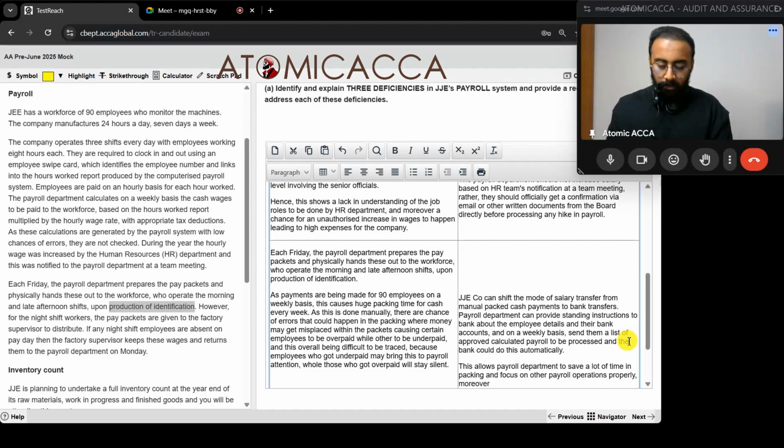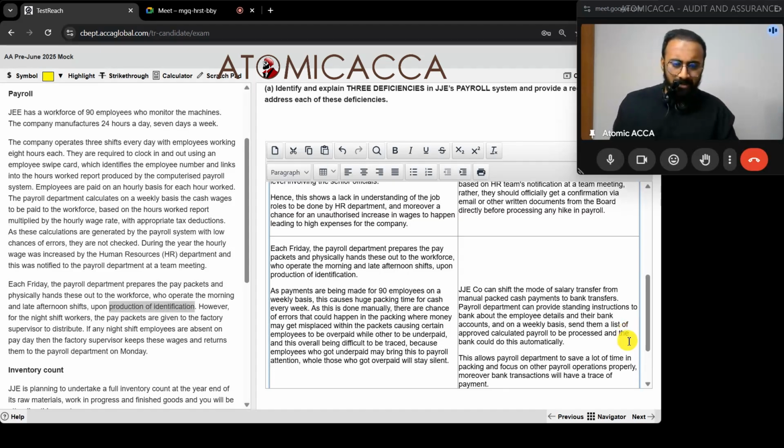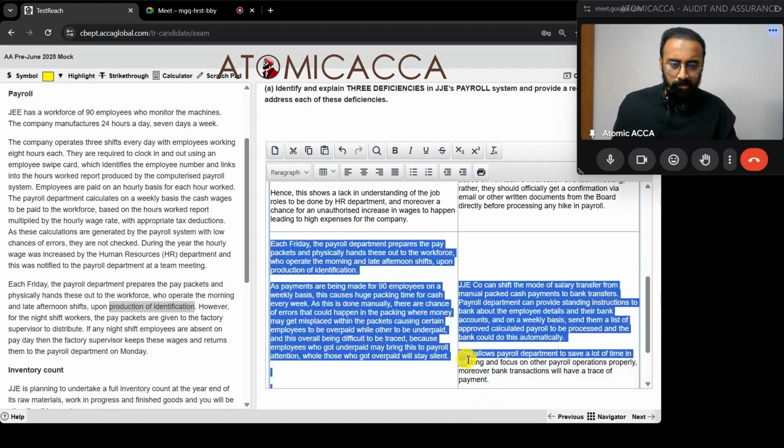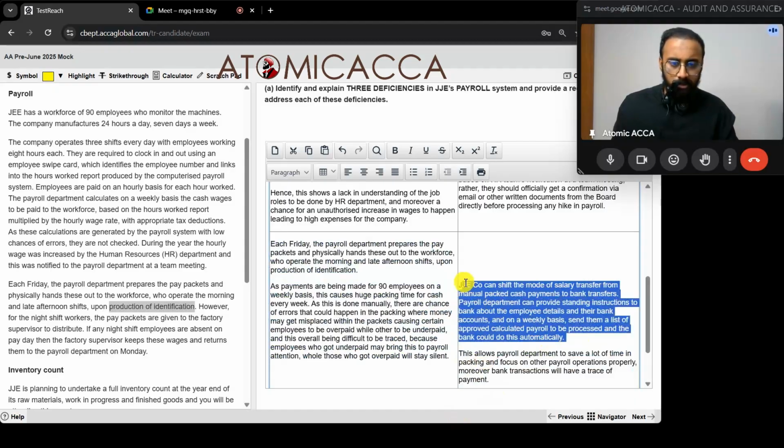Moreover, bank transactions will have a trace of payment. Well, that last paragraph was not needed actually. I just concluded that thing, but only this much was enough. Okay.